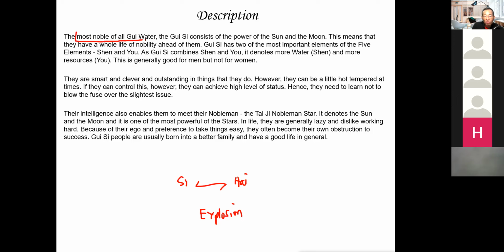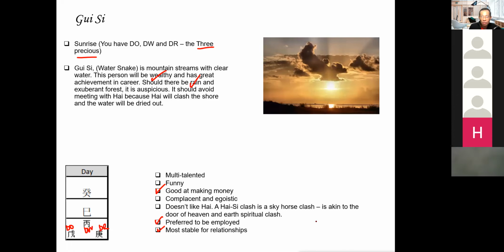So it is the most noble of all the Gui water. It will have the power of the sun and the moon, because the sun is fire in the branch. So therefore, it has a whole life of nobility. And they would welcome the monkey and the rooster. Monkey and rooster are metal. Metal produces Gui water. Therefore, they strengthen it. Okay, so the only one thing is, don't like to see pig. If they see pig, then there will be some clash. It will be a sky-horse clash, a very spiritual clash, and it will be tremendously upsetting for them as well.